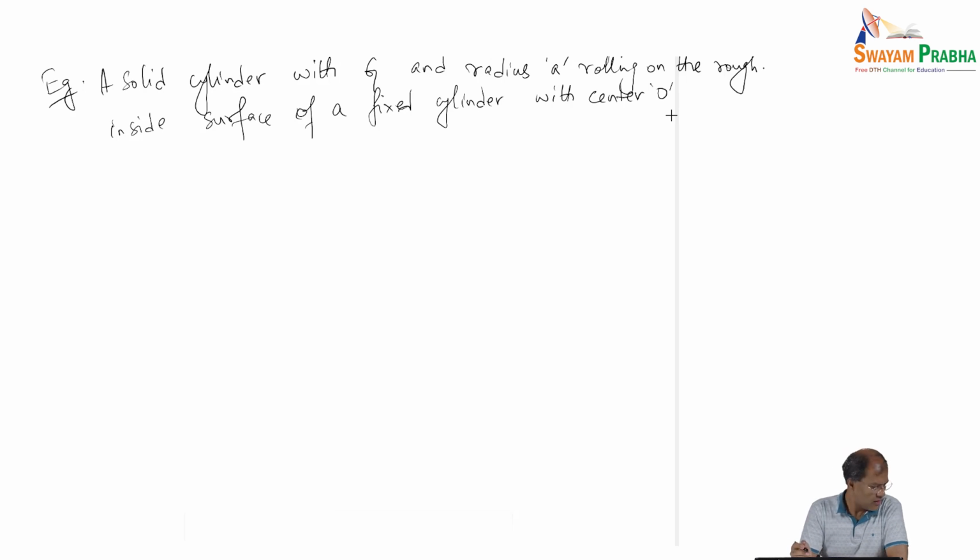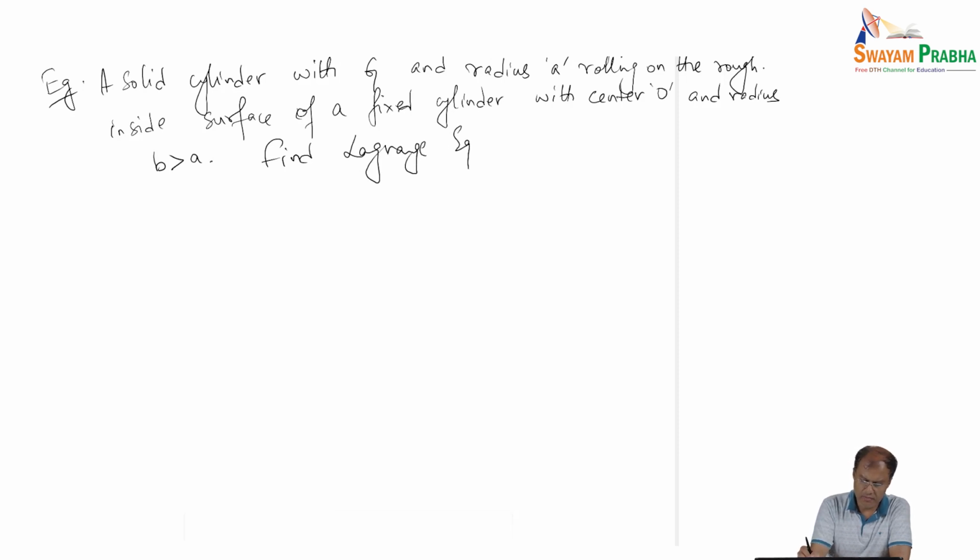A fixed cylinder with center O and radius given by B greater than A. We need to find the Lagrange equation of motion and deduce the period of small oscillations.